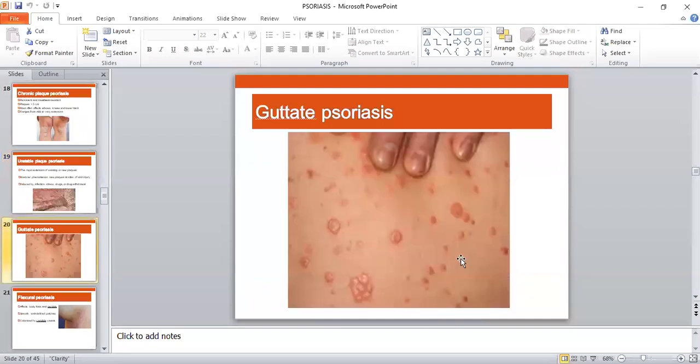This is guttate psoriasis. I told you these are smaller lesions all over the body, or even involving the limbs or chest. This will be the presentation in guttate psoriasis.